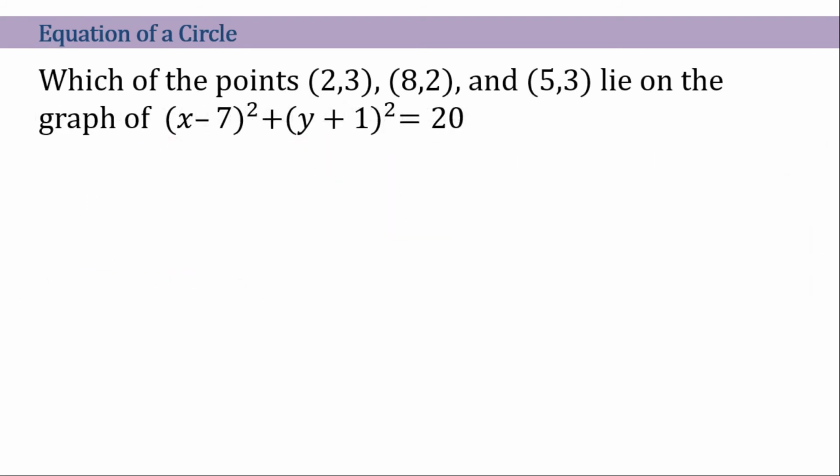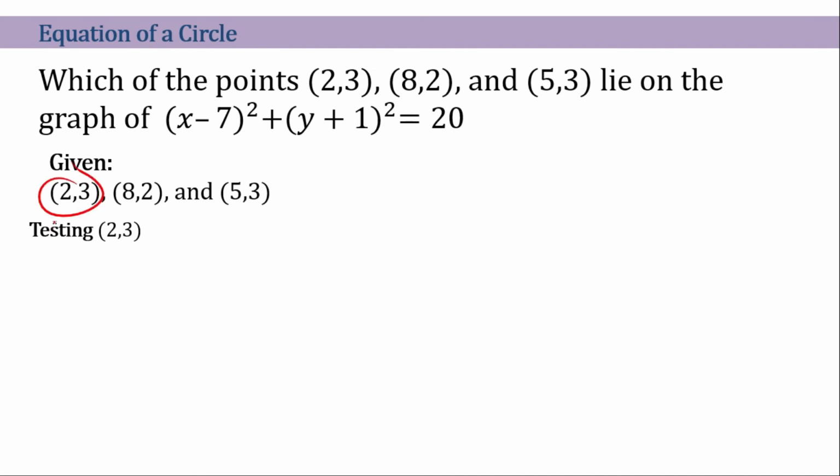Another different example of a problem is this. Which of the points 2, 3, 8, 2, and 5, 3 lie on the graph of this circle? So this is the circle. Which of the following points lies on the graph of the circle? So how can we do this? Should we graph the circle? Maybe we could do that. Or we could just substitute or test all the points by substituting.